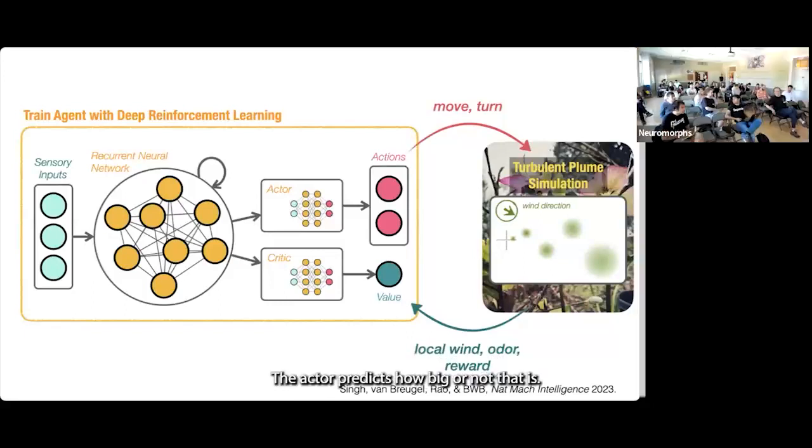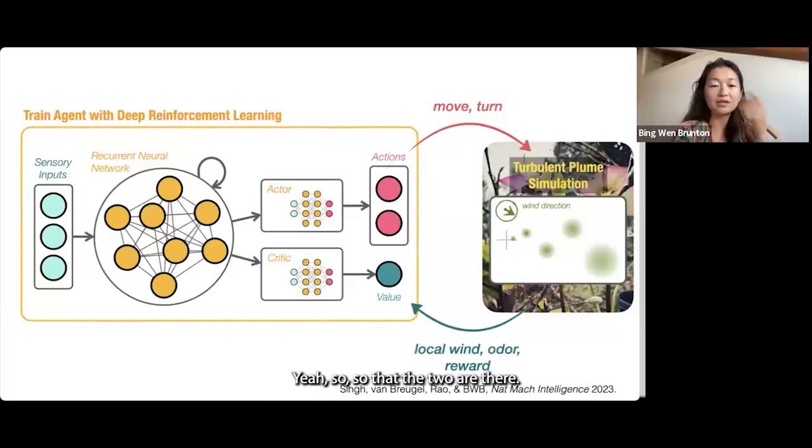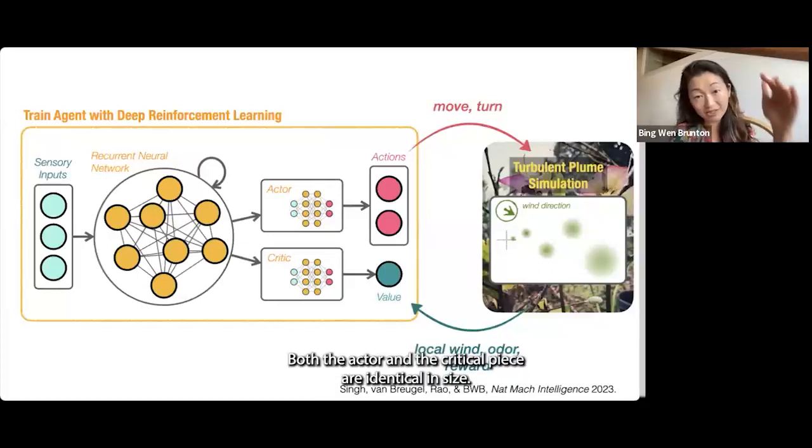What about the actor-critic? How big are those MLPs? Great question. Yeah, the actor and the critic MLPs are identical in size.